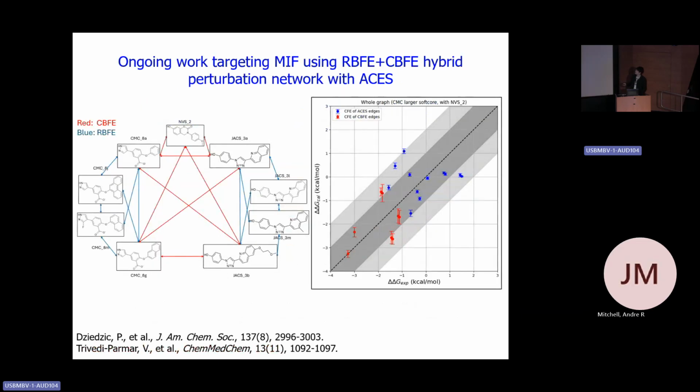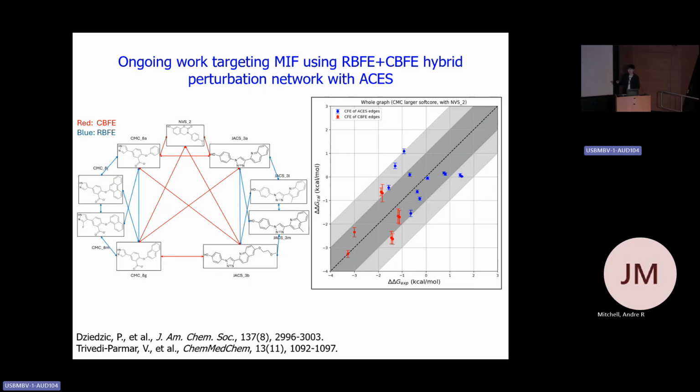And some ongoing work that I've been doing is targeting the MIF system using the hybrid approach of RBFE plus CBFE. All these ligands are from the published work from Jorgensen's group. For the red edges, I was using CBFE, while for the dense graph, I was using RBFE calculations. Here's a very preliminary result.